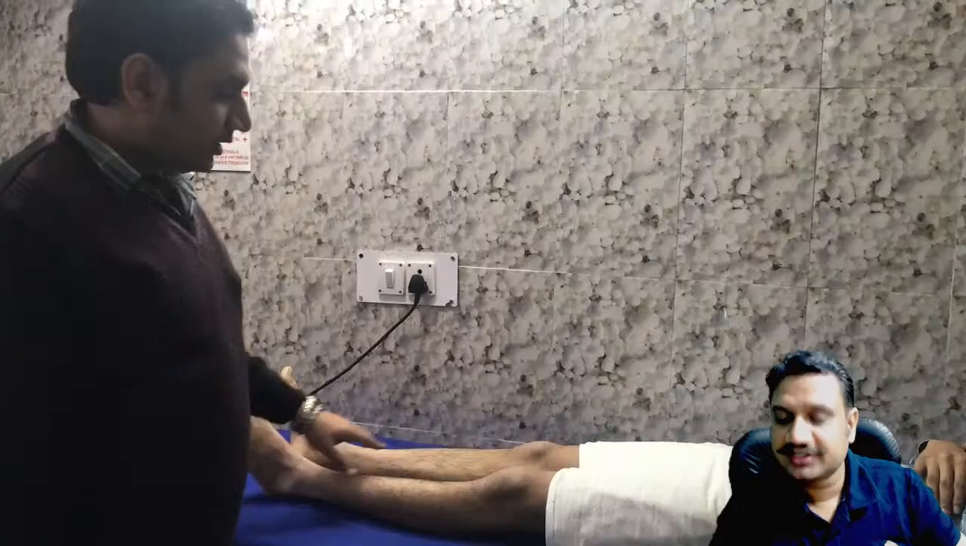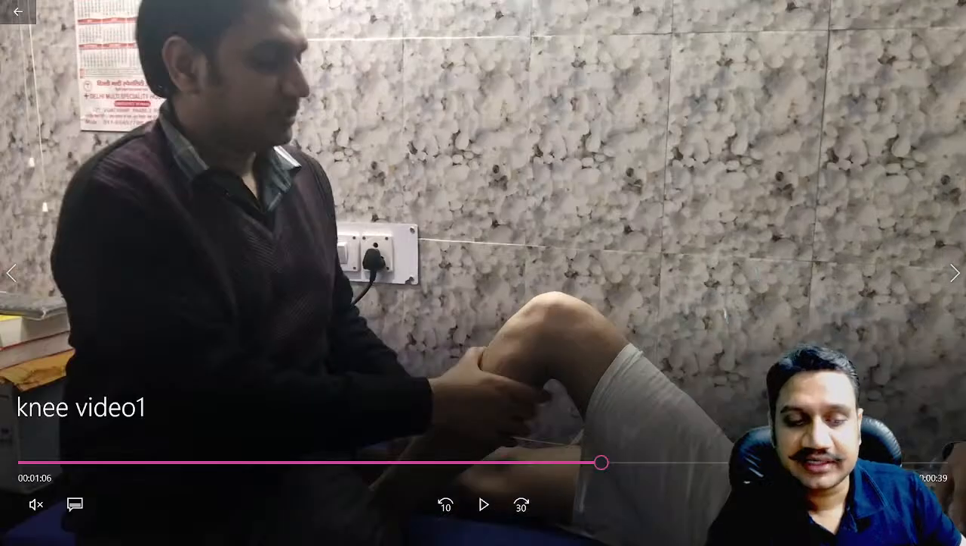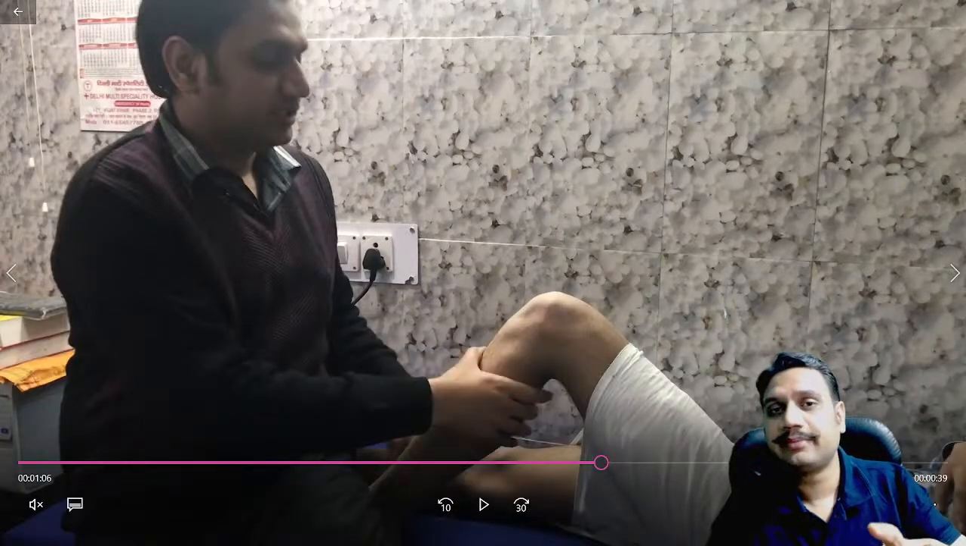The patient is lying supine. So what we need to do is flex the patient's knee to almost 90 degrees. First we are doing the drawer test. So first we flex the knee to 90 degrees, and then the examiner sits on the foot of the patient. Why is the examiner sitting on the foot of the patient? To stabilize the foot, so that the tibia is stabilized.